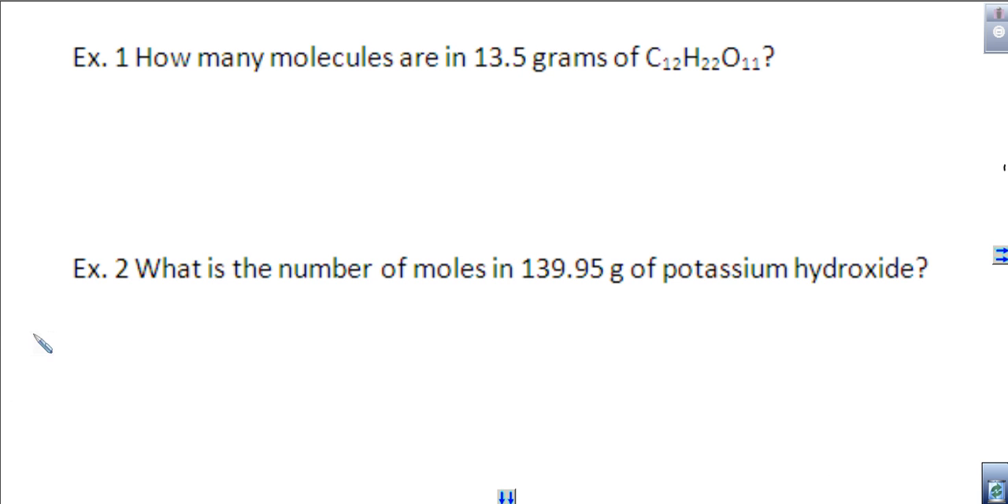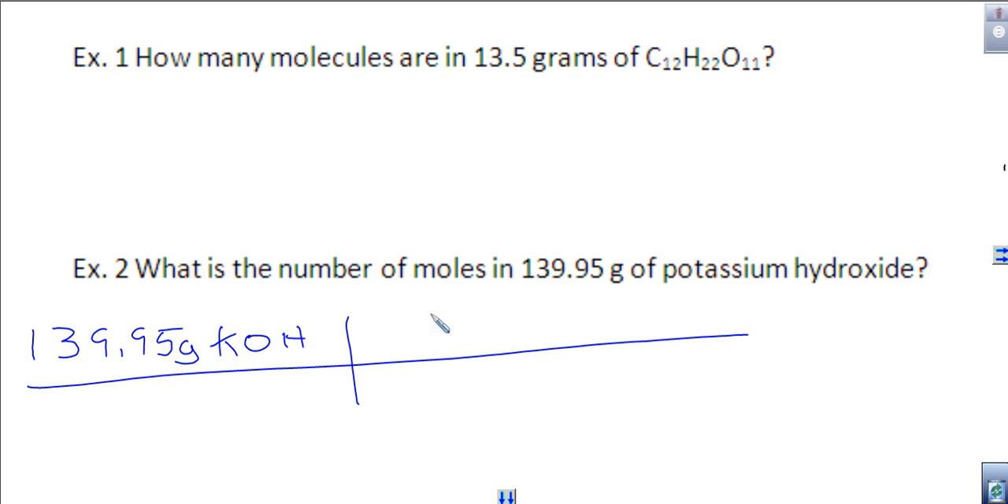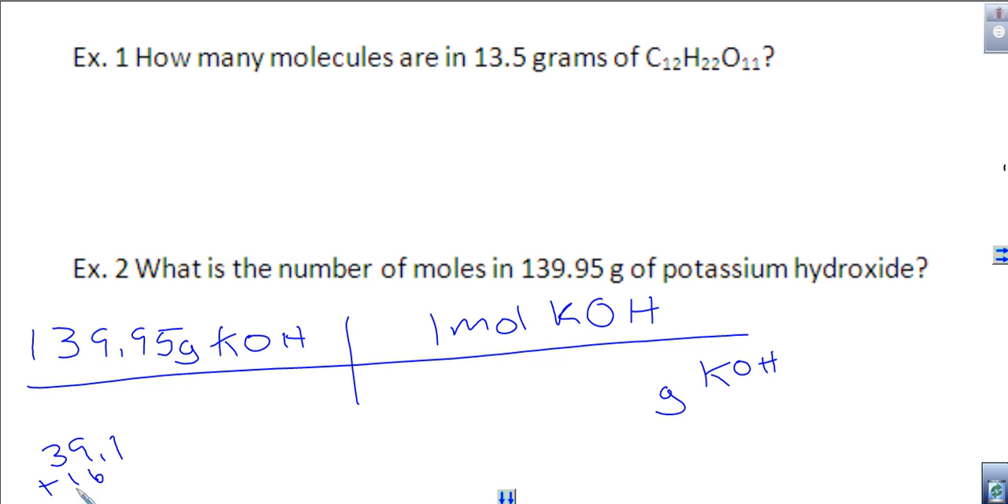So for this part, we're going to do 139.95 grams of KOH. We're going to divide that by the molar mass over 1 mole of KOH, because that is what potassium hydroxide is. So that's 39.1 plus 16 plus 1.01. So this becomes 56.11 grams per mole.